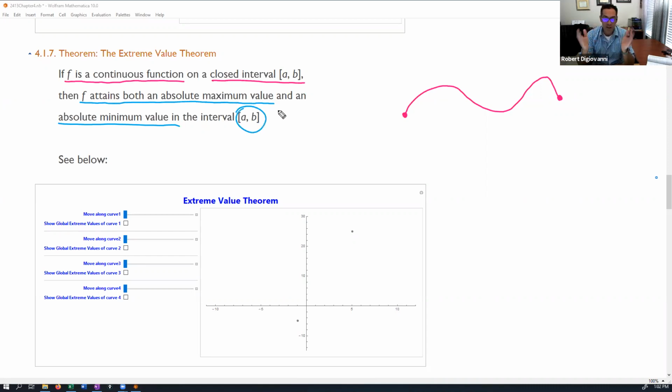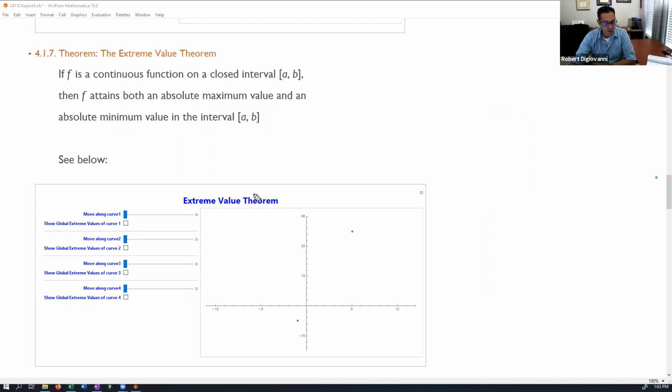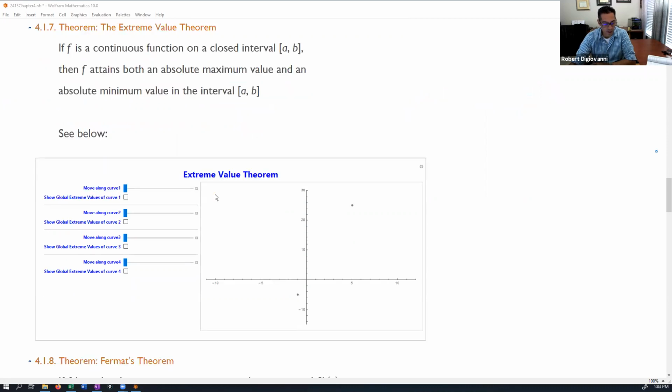So it's saying that if you draw a graph from one point to another and you can't pick up your pencil, then you're guaranteed to have a highest point and a lowest point. There's no way to do it without having some absolute max and absolute min. Does that make sense visually? If you connect these two dots with a curve, you're going to have a highest and a lowest point somewhere. Okay, so here are some specific examples.